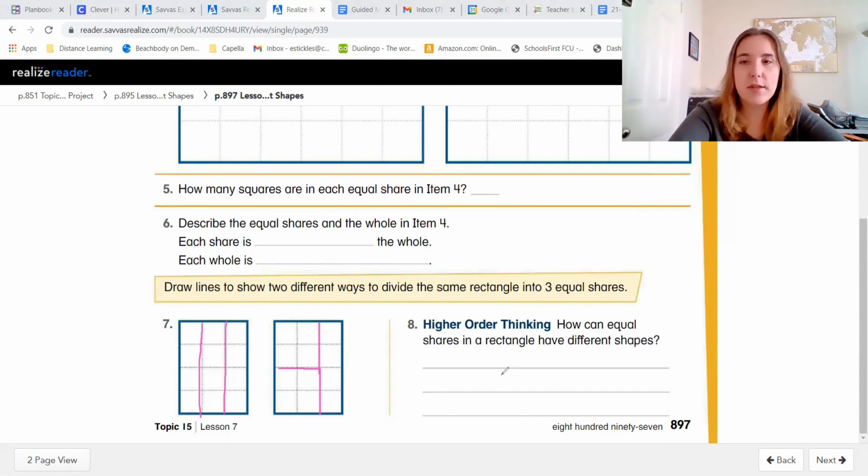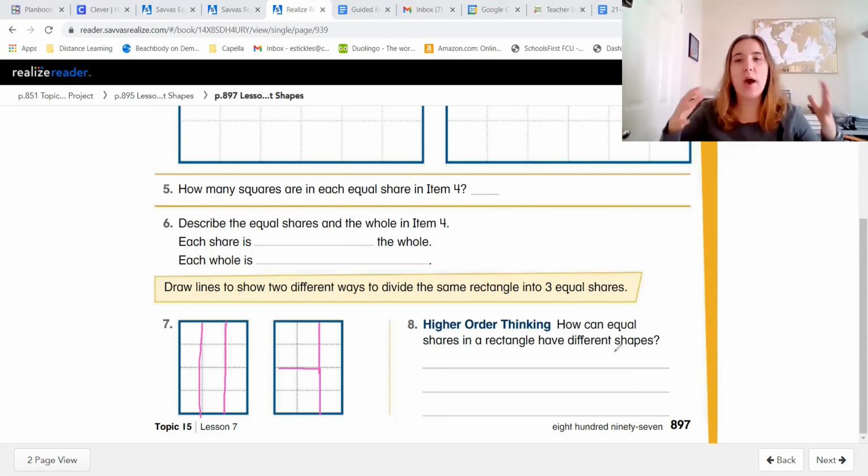I want you to think about number 8. How can equal shares in a rectangle have different shapes? So think about that question. Think about the problems that we've done so far to help you. Write out your answer and then come back to me when you think you have an answer, and we'll talk about it and look at what my answer is.